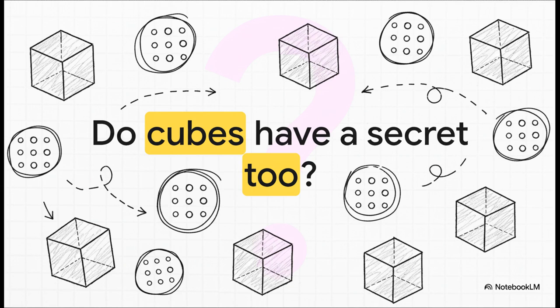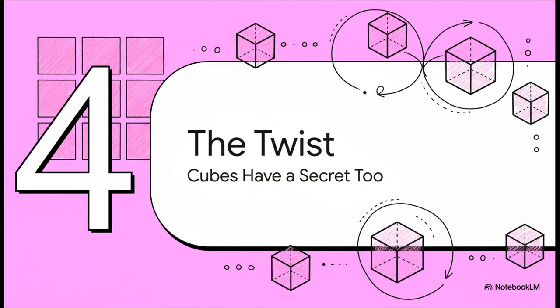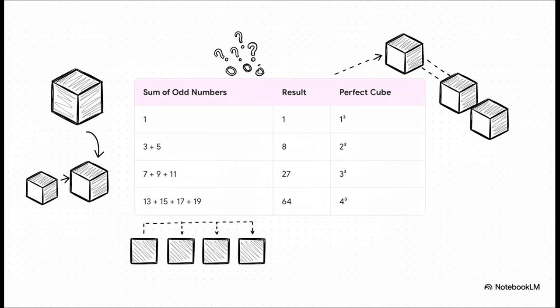I mean, what about cubes? Do these fundamental building blocks of 3D space also have some kind of secret relationship with odd numbers? Oh, you better believe they do. But the pattern for cubes has this amazing twist that connects right back to what we just learned about squares. Just look at this. The first cube, 1 cubed, is just the first odd number, 1. Okay, easy enough. But look at the second cube, 2 cubed, that's 8. And get this, it's the sum of the next 2 odd numbers, 3 plus 5.